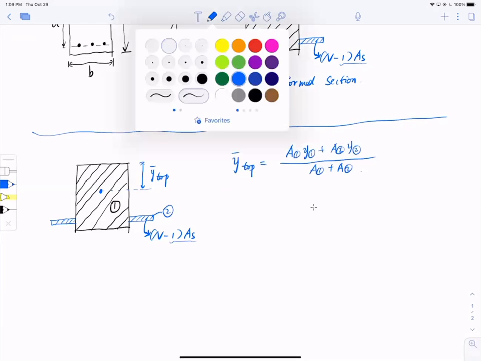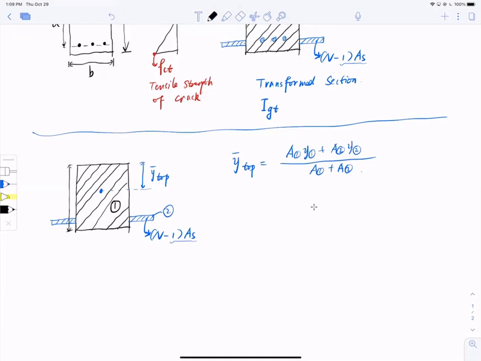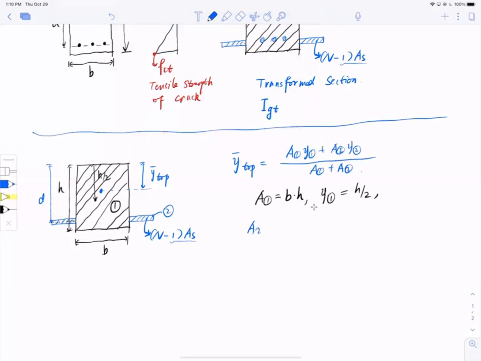Okay, let me give you some dimensions. The height of the beam is h. The depth is d. Might as well use blue because this is only related to steel. So this is d. I want to determine my A1, which is the area of the filled-in part. So A1 is simply equal to b h. The height of the black portion is the center of this dark area to the top, which is h divided by 2. That's easy. Now let's take a look at A2. We know the area, n minus 1 A_s.